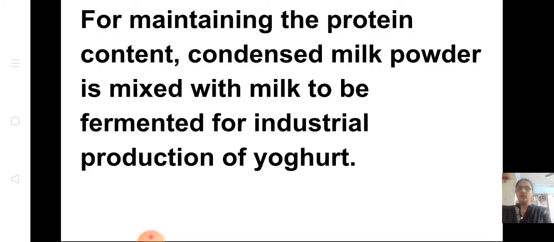For maintaining the protein content, condensed milk powder is mixed with milk to be fermented for industrial production of yogurt. How is industrial production done? To maintain the protein content in the milk, condensed milk powder is mixed with the milk and fermented for the industrial production of yogurt. So it is very healthy actually, because even condensed milk powder is added to the milk and then it is fermented.